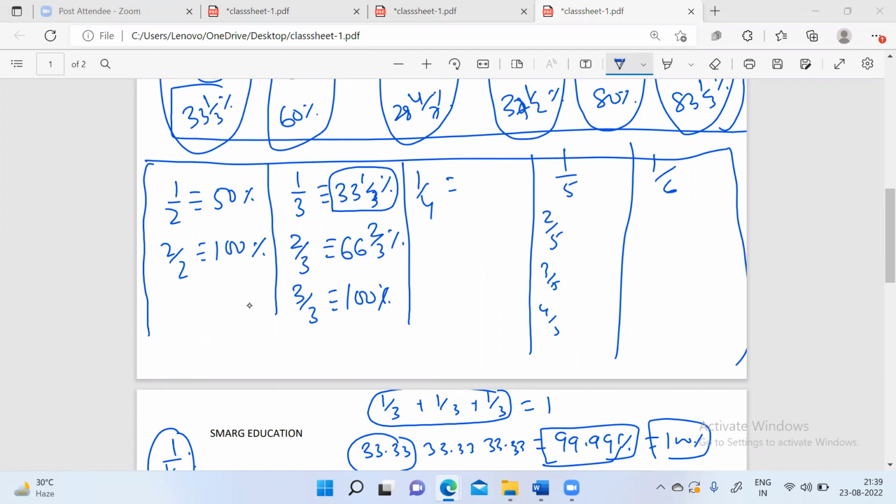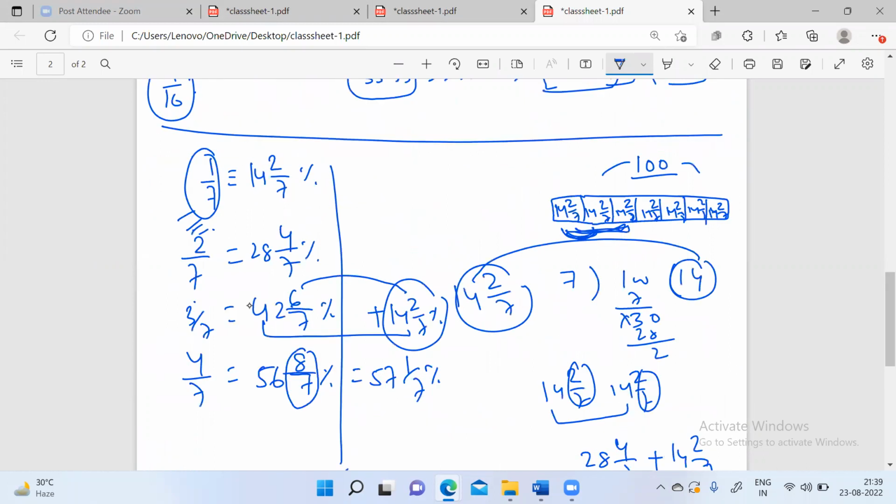ये आपको टेबल कंप्लीट करके लाना है 1/16 तक in the next class, and then you will be learning other uses of fraction, मतलब representation of fraction as a part, and then in the third class we will be doing percentage, basic of percentage। ठीक है? Yes, sir.